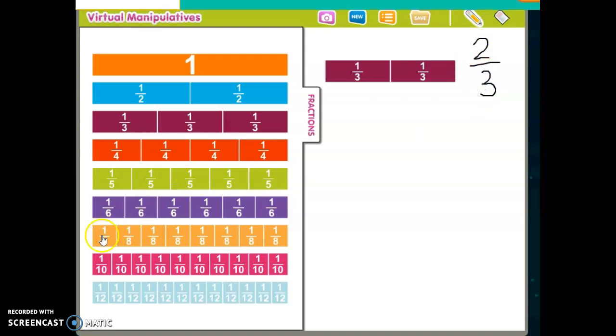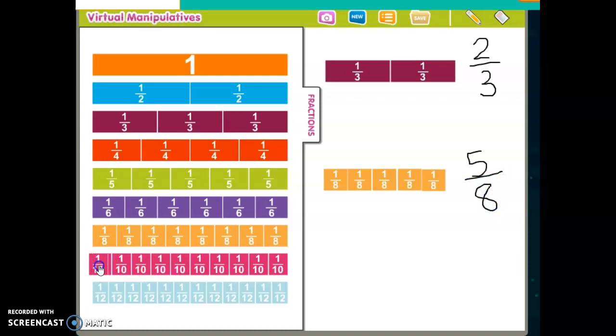If I was counting eighths, 1/8, 2/8, 3/8, 4/8, 5/8. I just made 5/8.